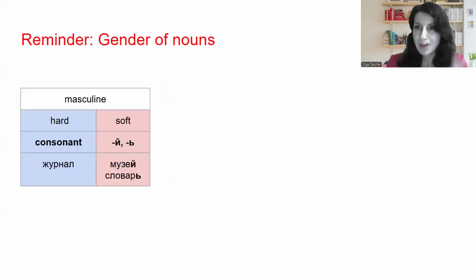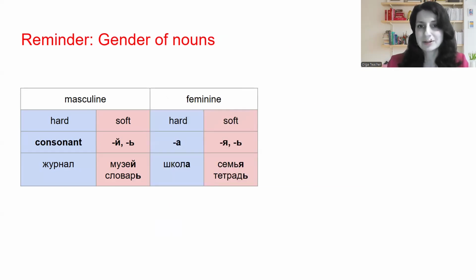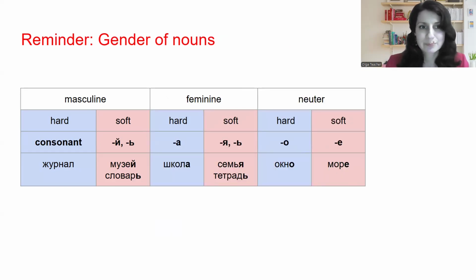Let's move on. Another thing which you should know to understand today's topic is that we have 3 genders of nouns. I remind you that we have masculine, feminine, and neuter nouns. How can we understand if it's masculine, feminine, or neuter? We look at the last letter.